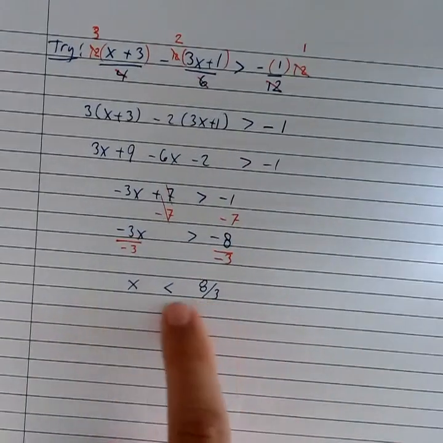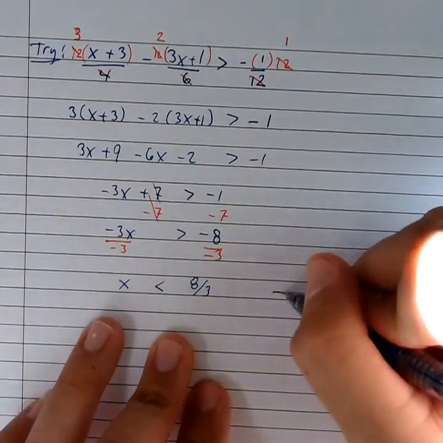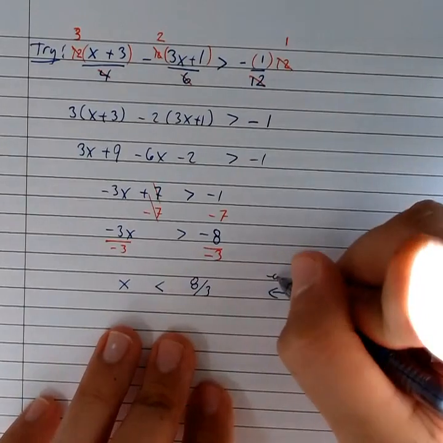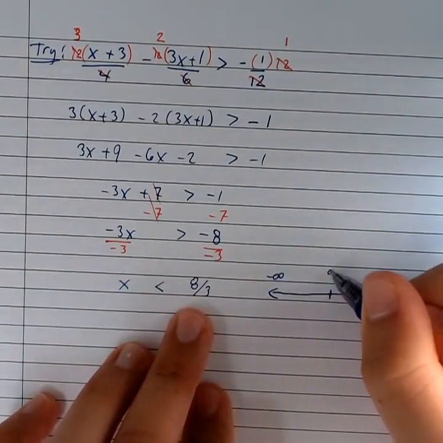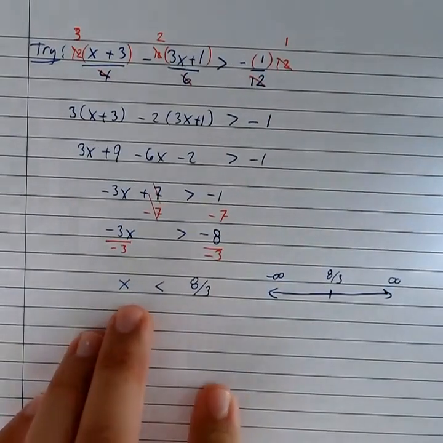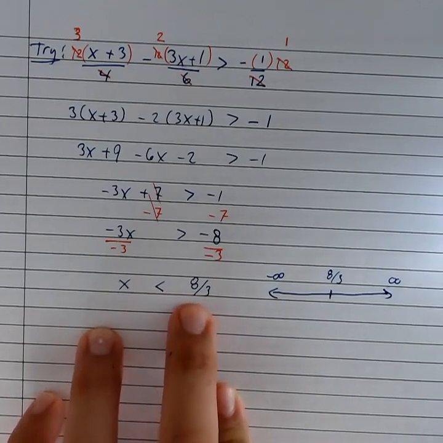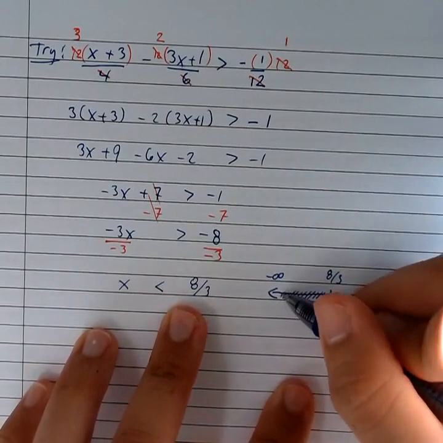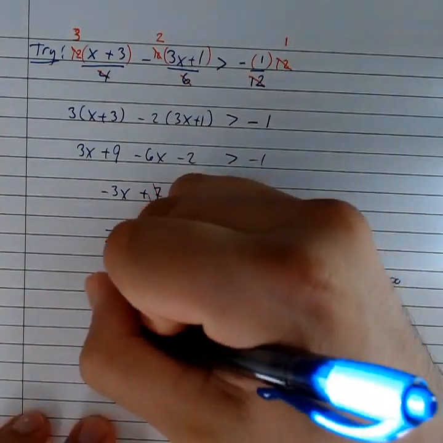But now, from here, we can write our solution. Imagine your number line. In my case, you can't see what I'm imagining, so I'm going to draw it. From negative infinity to infinity, I have 8/3 right here. And I want x to be less than 8/3. Not equal to 8/3, but less than. So from 8/3, I want all the stuff to the left. So that's going to be everything from negative infinity up to 8/3.